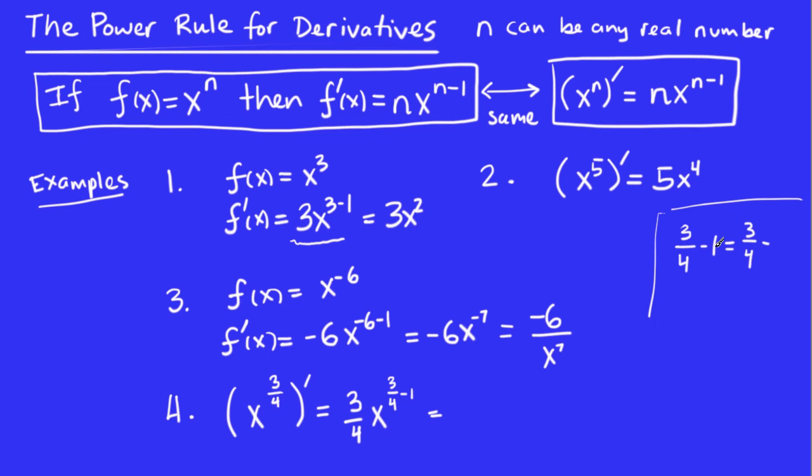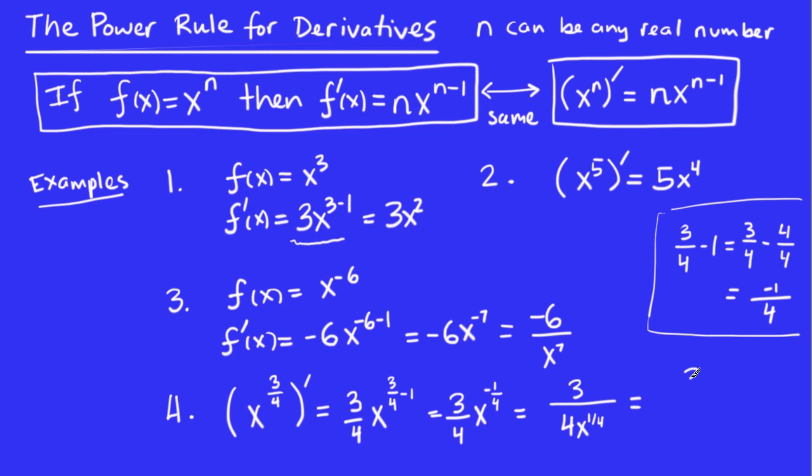Let's write 1 as a fraction, okay? We would like a common denominator of 4, so why don't we write 1 as 4 over 4? And since the common denominator is common now, we can easily do the subtraction. 3 minus 4 is negative 1, right? So we get 3 quarters x to the minus 1 quarter. And if you want to simplify this, you can bring that to the bottom. And you get that.